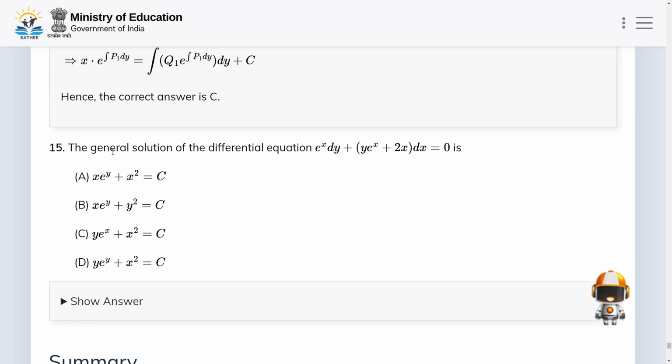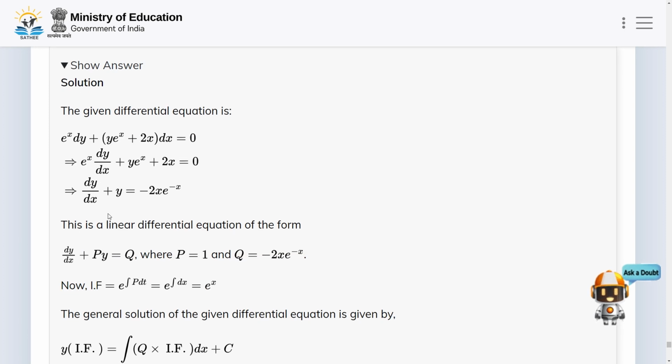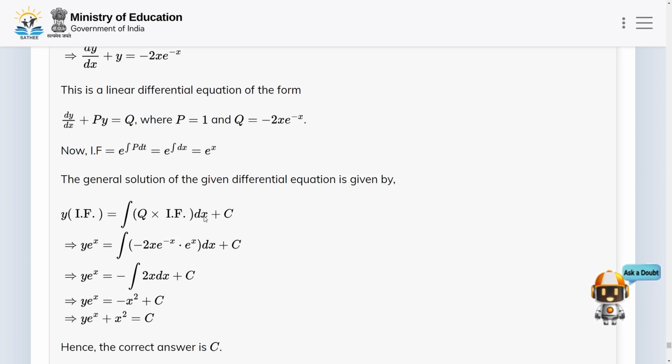Now the general solution for this differential equation will be what? Let me just quickly show you. dy/dx + y = -2x e^(-x). We can rewrite our differential equation in this form, and this is a first order linear differential equation where P is 1 and Q is -2x e^(-x). This means the integrating factor is just e^x. Use this form to get the general solution.